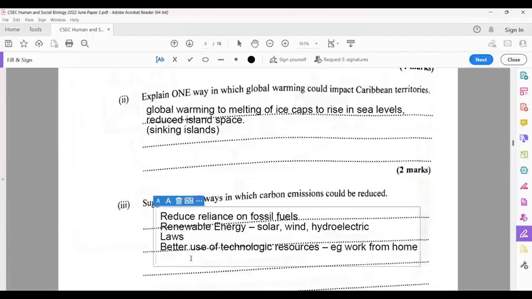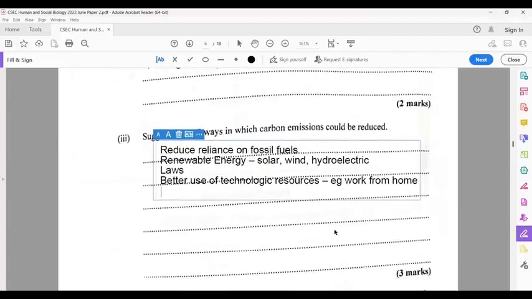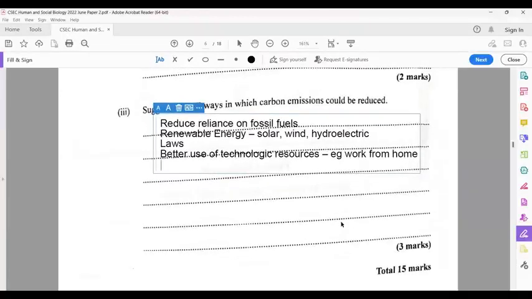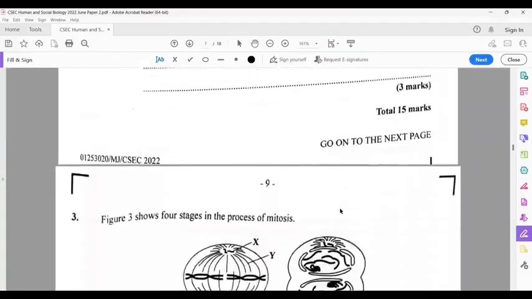Laws, you could put laws into place to help with the reduction. You could put penalties, policies, anything around laws. Better use of technological resources. Working from home is better use of technological resources. You can do many of the activities at home on your computer that you go to work to do on your computer. All right? So these are the ones we chose. There were many others. You could always let us know if you used others. 15 marks for this question. This was the second question. Let's move on to your third question.